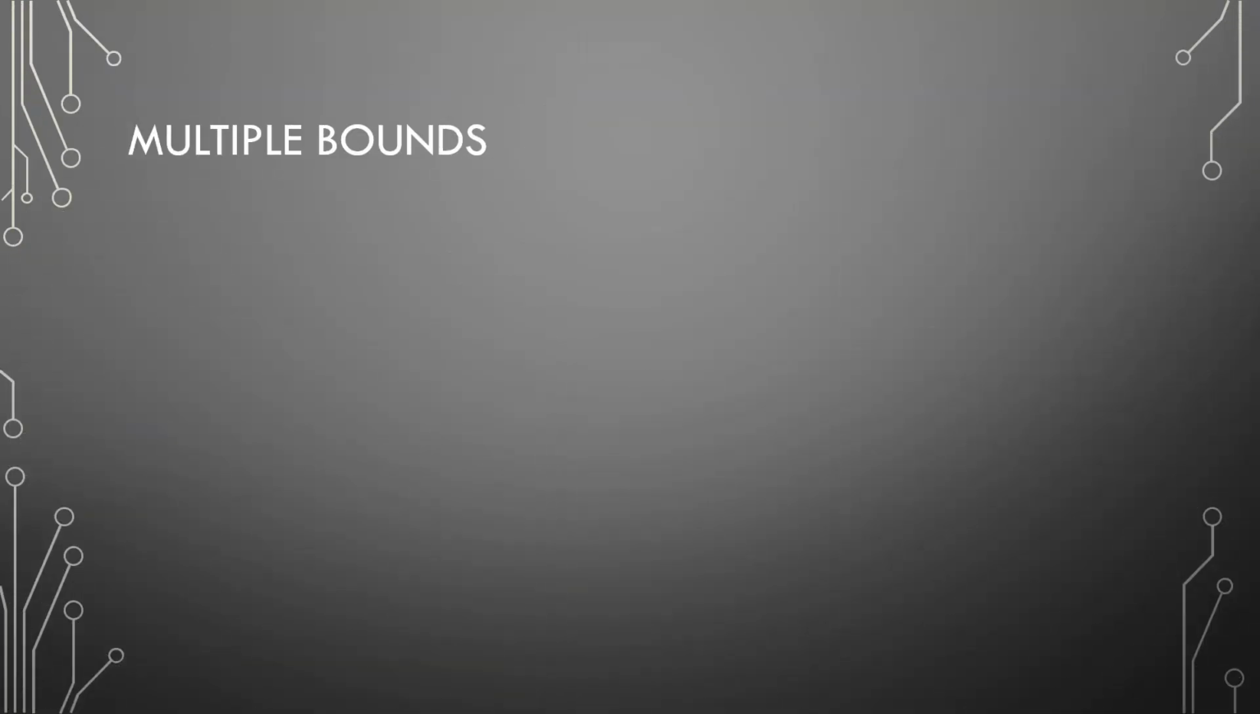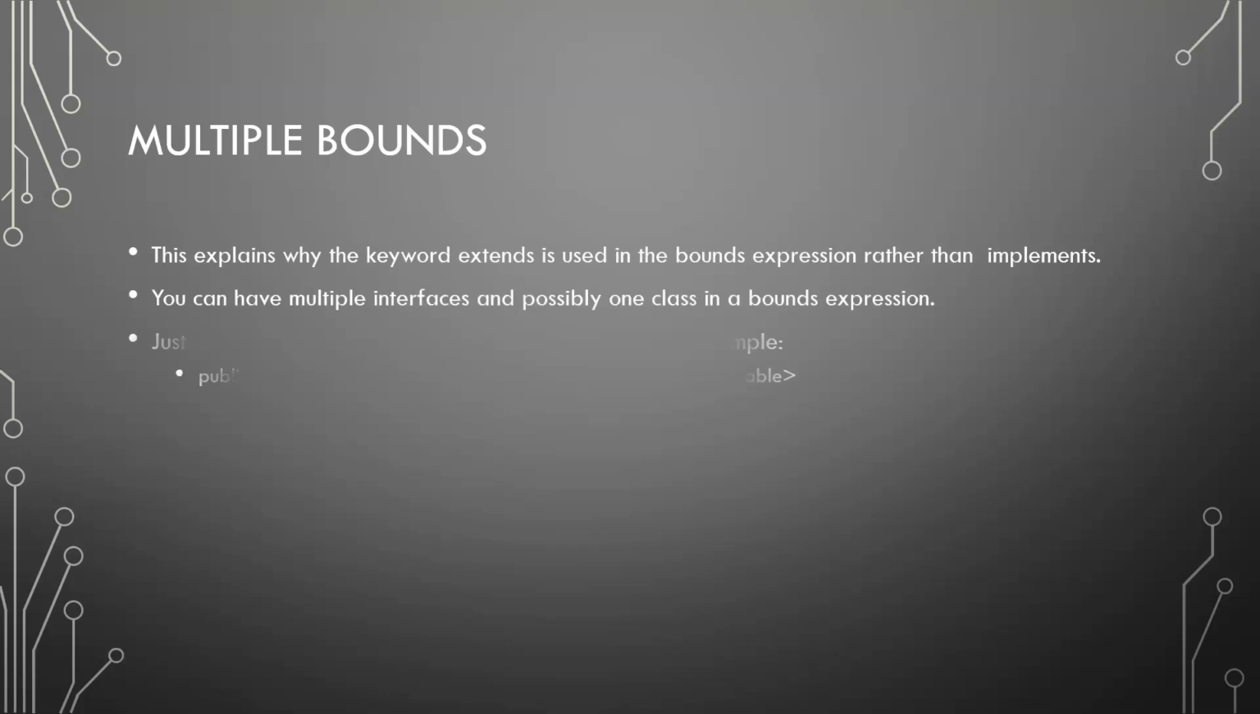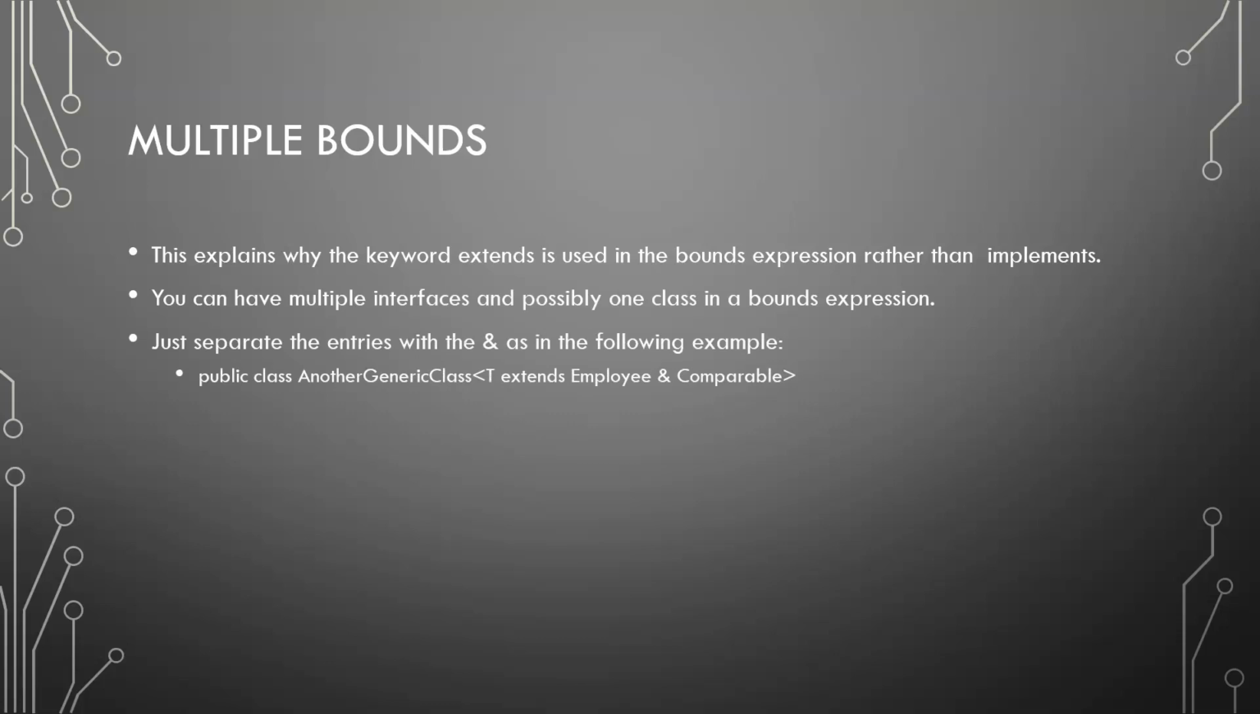Now, of course, you can also have multiple bounds. You can have multiple restrictions upon your code. This explains why the keyword extends is used in bounds rather than implements. You can have multiple interfaces and possibly one class in a bounds expression. All you need to do is separate the entries with the ampersand, as in the following example: public class AnotherGenericClass<T extends Employee & Comparable>.